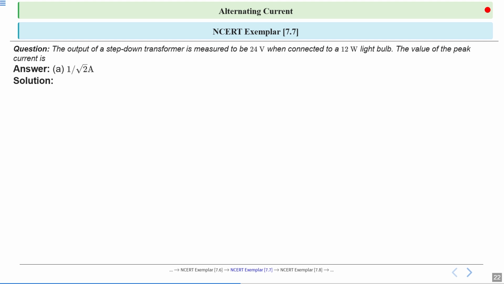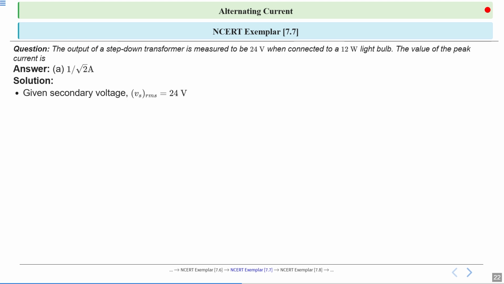So A option is correct, which is 1 upon root 2 ampere. Given secondary voltage Vs RMS equal to 24 volt. I'm very glad that some of you are solving it with me or before me. If you are not able to solve, then I am explaining the solution also. But meanwhile, you should solve it by yourself.